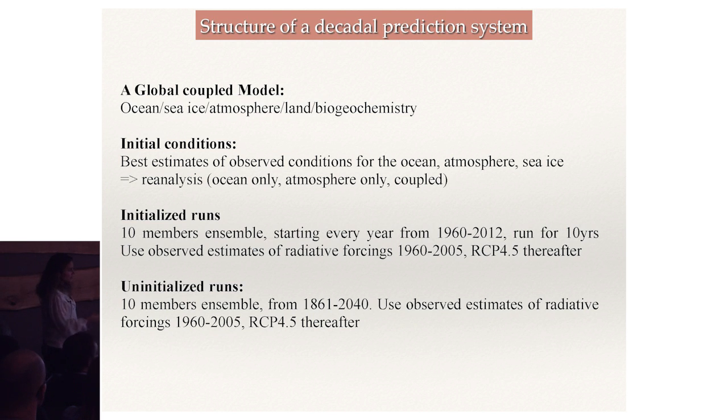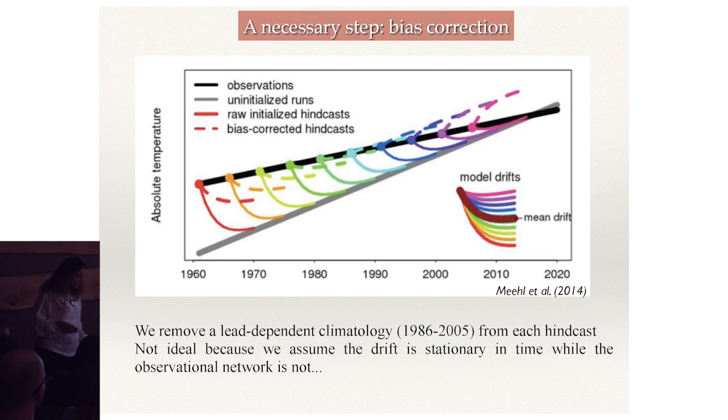And in parallel to this initialized run, you need an uninitialized run with the same forcing as the initialized run, but no information about observations. And why do you need that? Because you need to assess if you have skill, if it comes from the added value of initialization. Because if you get something skillful, but you could have got it without this initialization, then it's useful, but then you probably don't need that expensive framework to do it.